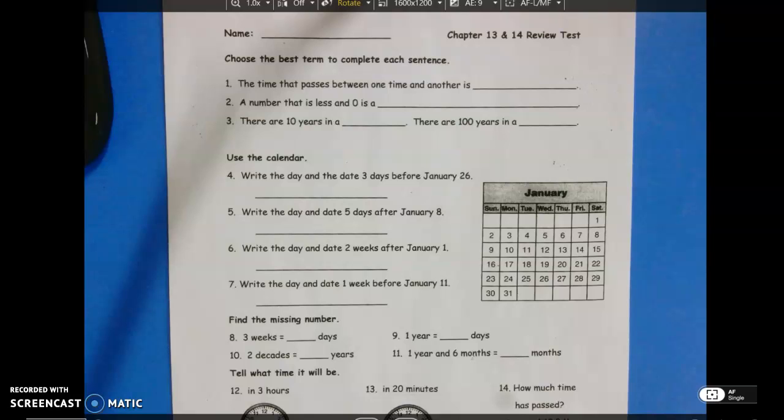Good morning, fourth graders. I am eager for this day of math because you get a chance a little bit later today to show all the things that you have learned about reading calendars, temperature, time, and these different graphs we've learned. So before we take our regular test today, I would like to quickly go over the chapter 13 and 14 review test to see how you did from yesterday.